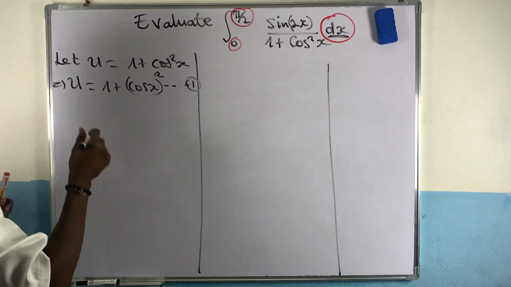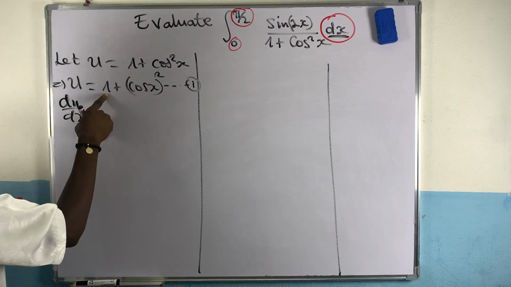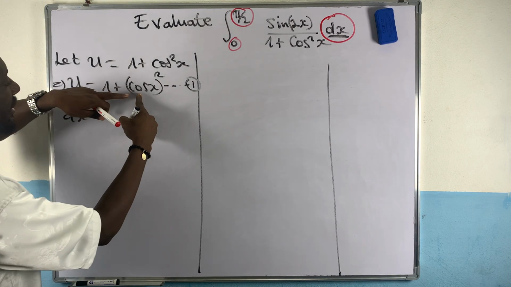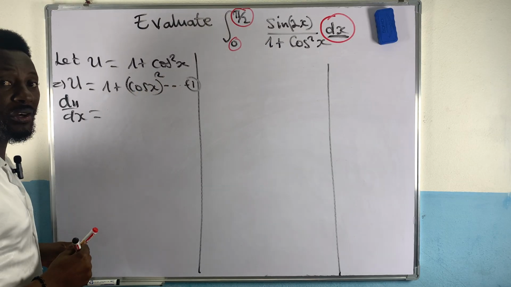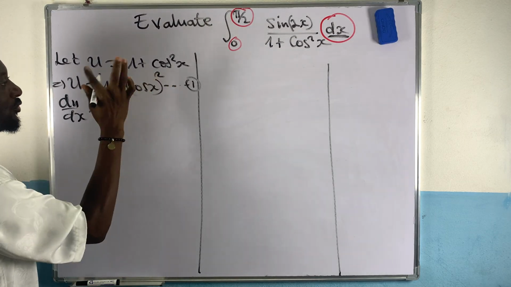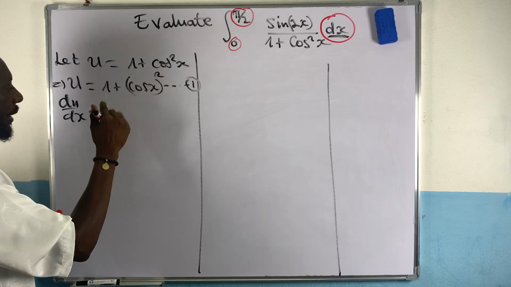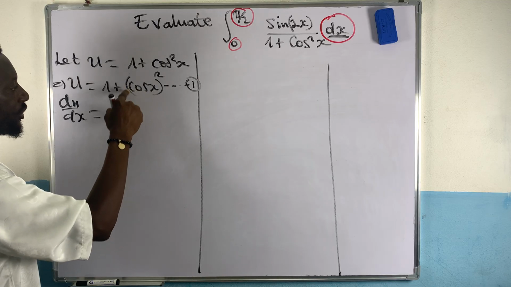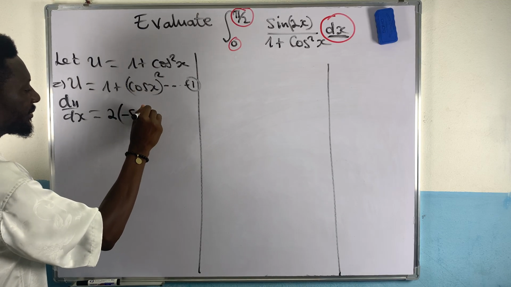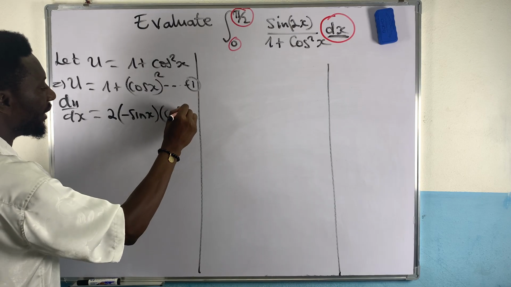So I proceed first of all with differentiation. du on dx, the differential of 1 is 0. This one, we have a function inside here raised to a power. They call it function of a function. So what you do is you just do three things here. When you see function of a function, you bring down the power, which is 2. You differentiate inside the bracket. The differential of cos x is negative sin x. Then you subtract 1 from the power, which will just give us cos x.